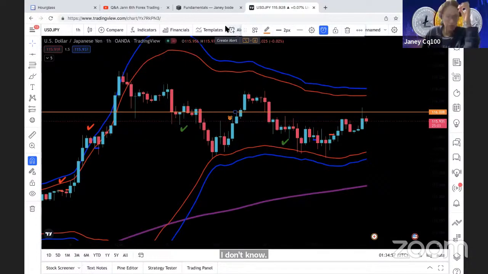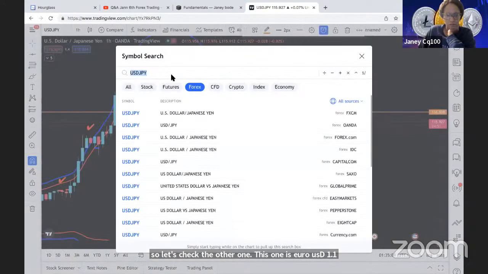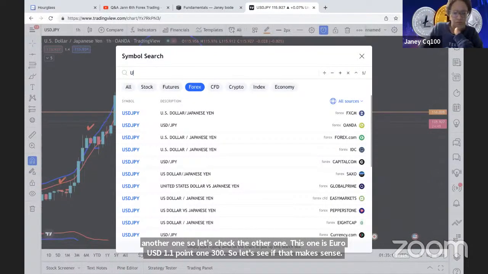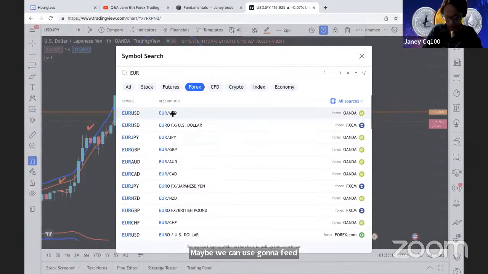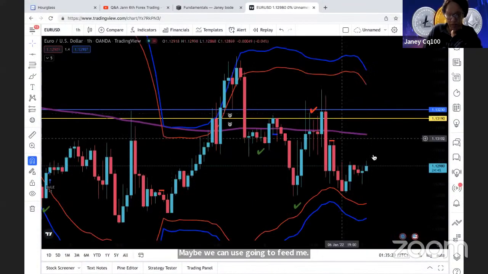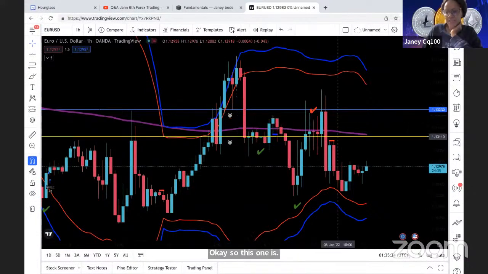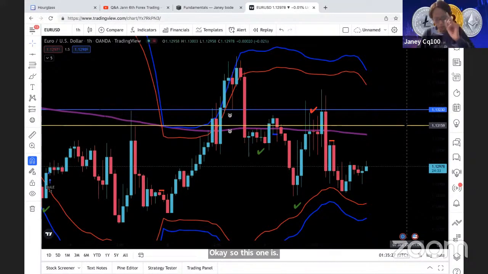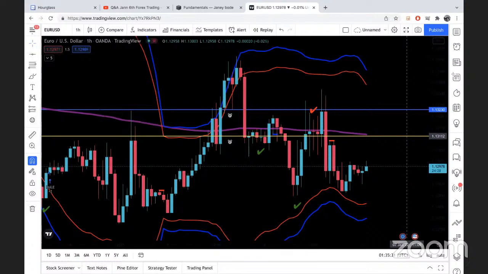Okay, he sent another one, so let's check it. This one is Euro USD 1.1300. Let's see if that makes sense. Maybe he's going to feed me today. I haven't traded today. Okay, this one makes sense, 1.130. It makes a lot of sense.